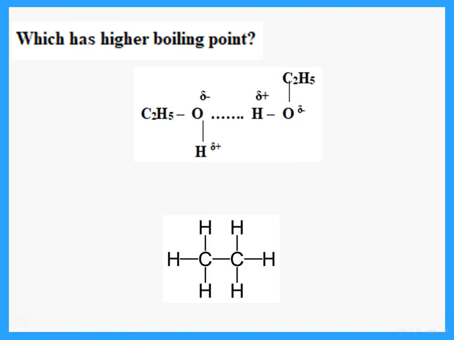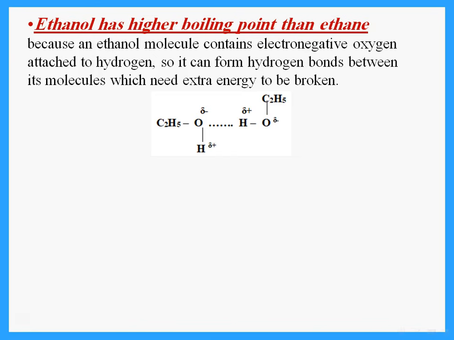Well, let's take a look. What is the difference between ethanol molecules and ethane molecules? Remember that ethanol has an oxygen attached to hydrogen, so it has a hydrogen attached to an electronegative element, so it will form hydrogen bonds between its molecules. What about ethane? Ethane is just a covalent compound. It does not have any electronegative elements next to the hydrogen. It is not polar, so it will not have any interactions between its molecules except the London dispersion. And the London dispersion is a weak force.